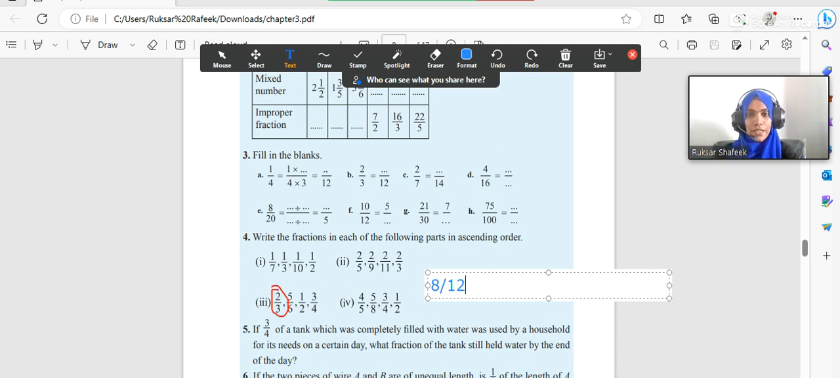And then if you look at the second fraction, it's 5 over 6. So 6 has to become a 12. The denominator is always 12 in this case. So it's multiplied by 2. So 5 times 2 is 10. So that becomes 10 over 12.